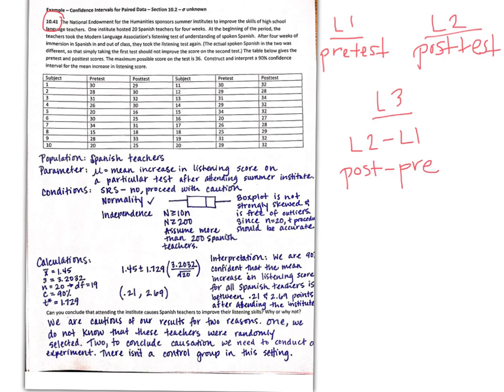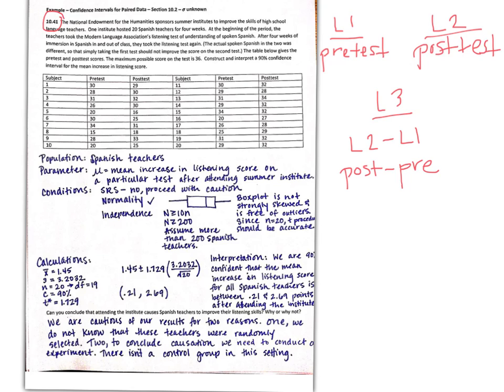We've got 20 Spanish teachers who work for 4 weeks. At the beginning of the period, the teachers took a listening test to see how well they understood spoken Spanish, and then after 4 weeks, they took the test again. The table below gives us the pre-test and post-test scores. The maximum score is 36. We want to construct and interpret a 90% confidence interval for the mean increase in listening score.